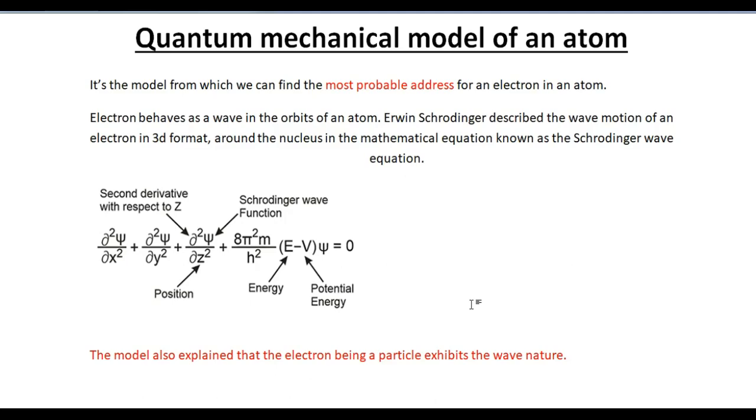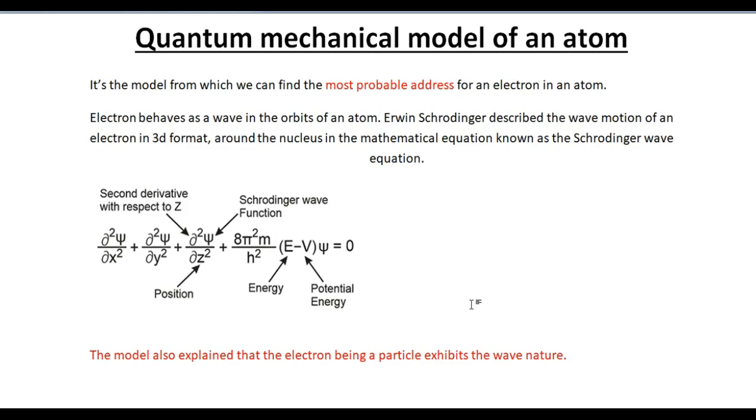Therefore, the scientists started looking for a model which could incorporate the dual character of the electron. This resulted in a new approach called quantum mechanics or wave mechanics. Quantum mechanics was developed independently by Werner Heisenberg and Erwin Schrödinger. On the basis of quantum mechanics, Schrödinger proposed a model of an atom which considered the wave-particle duality of matter. This model was known as the quantum mechanical model of an atom.